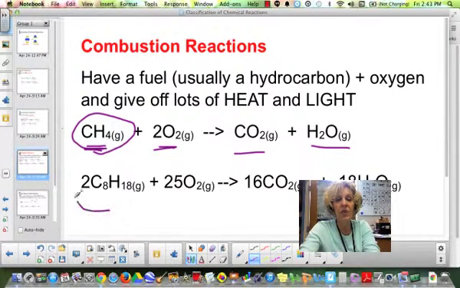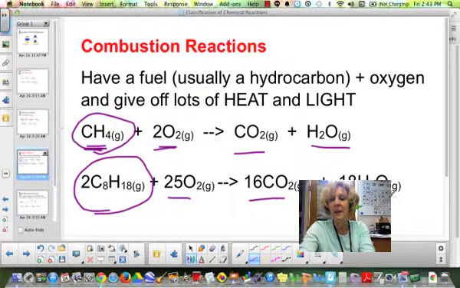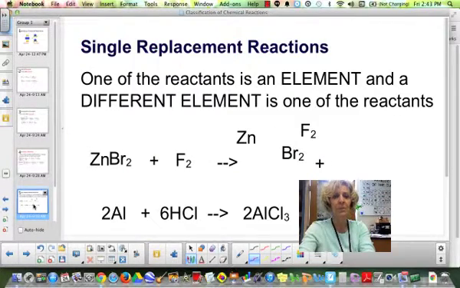This is another combustion reaction of a hydrocarbon called octane. This is one of the major hydrocarbons in gasoline, and it reacts with 25 oxygen molecules to form 16 molecules of carbon dioxide and 18 molecules of water. So that's a combustion reaction. Look for oxygen as one of the reactants and some kind of fuel. If that fuel is a hydrocarbon, then it's going to produce carbon dioxide and water.